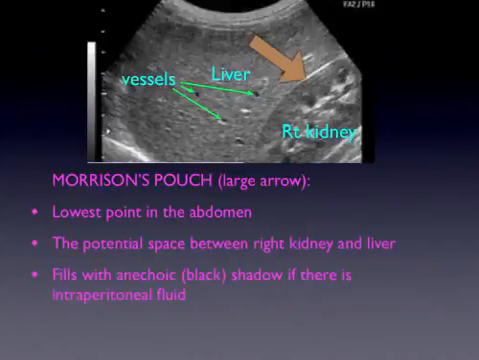Now over here, on the opposite side, the right side, this is Morrison's pouch, which is demarcated with the brownish colored arrow. And this is at the lowest point in the abdomen. It's the potential space between the right kidney and the liver. And it's again a potential space. Normally there's nothing there. It's just the cortex of the kidney leaning up against the liver in this image.